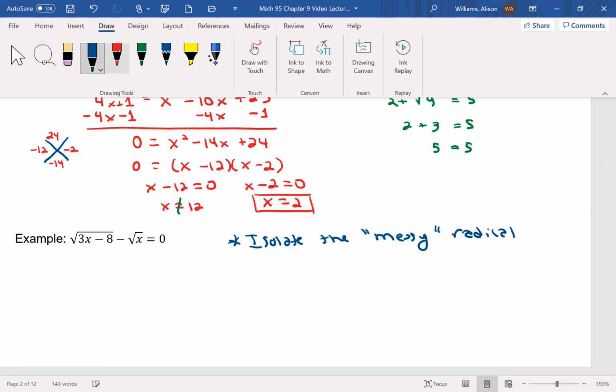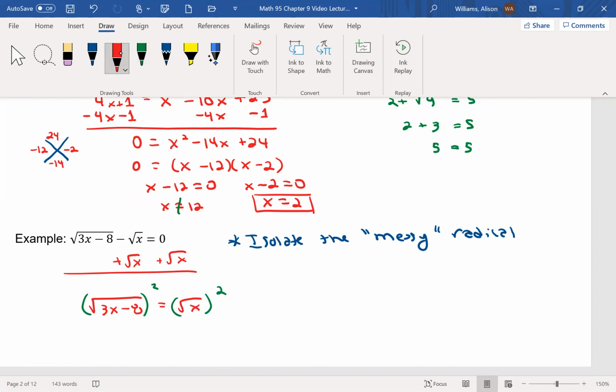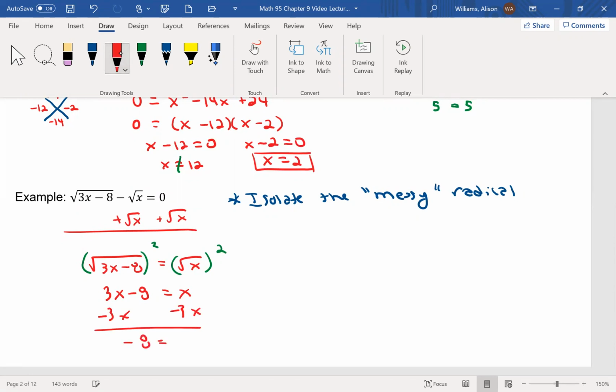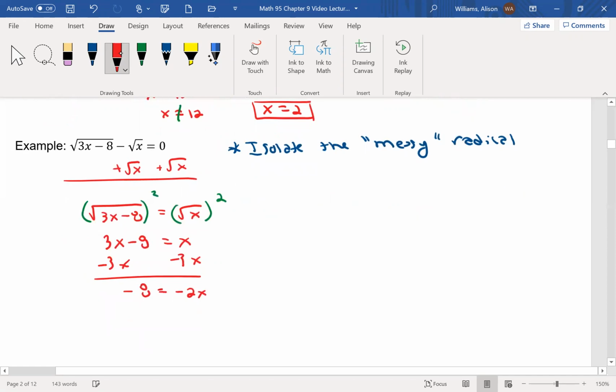Okay. But in this case, it actually works out kind of nice because when I add the square root of x to the other side, I end up getting one radical on the left side and one radical on the right side. So when I square both sides, I'm left with no radicals, 3x minus 8 and just an x. Okay, so then to solve this, I will subtract 3x from both sides, which is negative 8 equals negative 2x. Divide by negative 2. So x is 4.